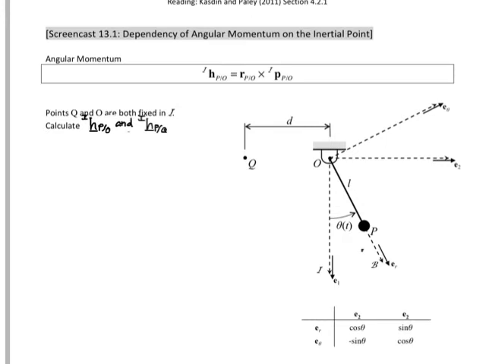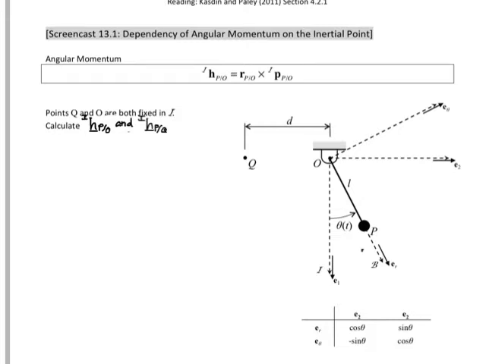So let's introduce the concept of angular momentum in this screencast. Just like linear momentum is an extension of F equals ma, or Newton's second law, angular momentum is an extension of linear momentum. So buried in this is still our concept of Newton's second law. The way that we state this is with a lowercase h, and it's a vector, and we say that this is the angular momentum of mass p with respect to point O.